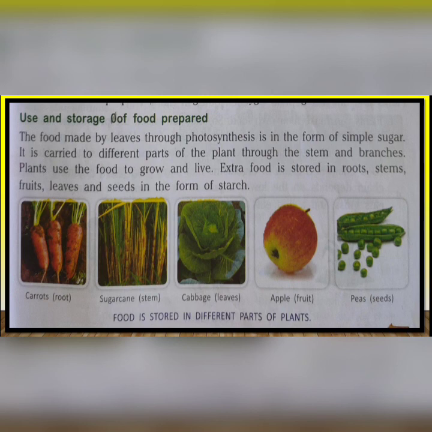Then the next topic is use and storage of food prepared. The food made by leaves through photosynthesis is in the form of simple sugar, which is carried to different parts of plants through stem and branches. Plants use this food to grow and live, and the extra food is stored in roots, stems, fruits, leaves and seeds in the form of starch. Examples are given. Okay, do try to remember them.